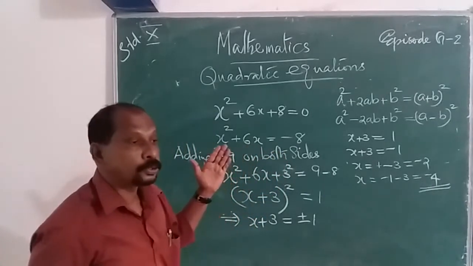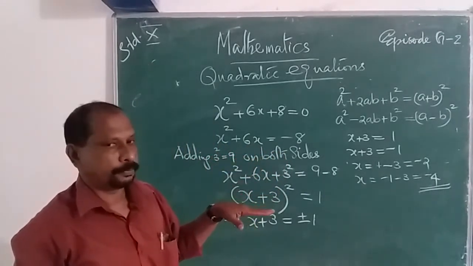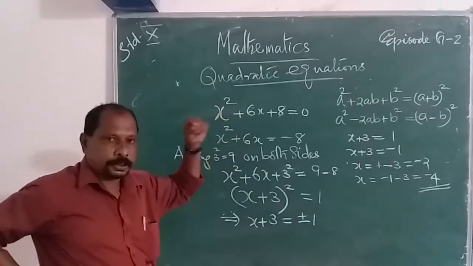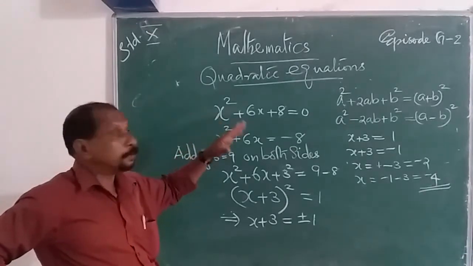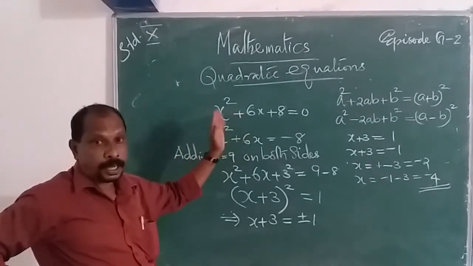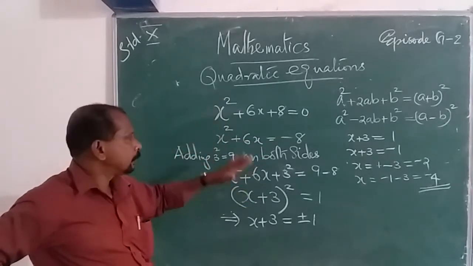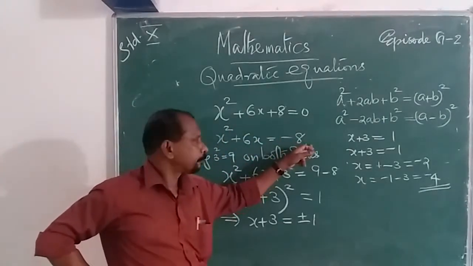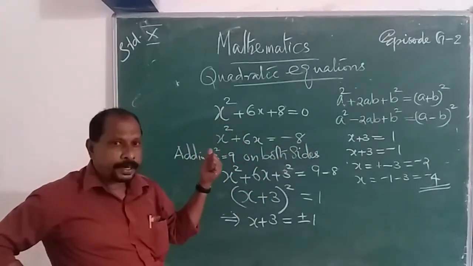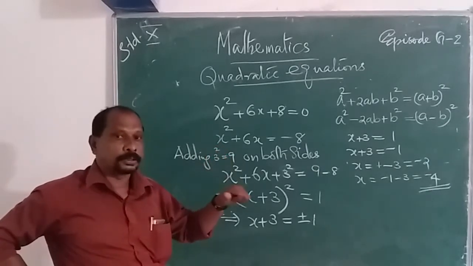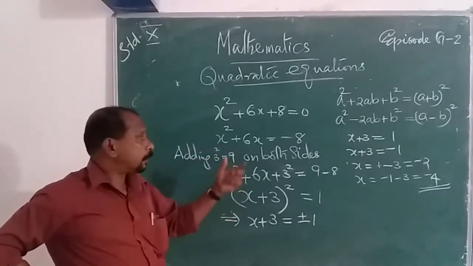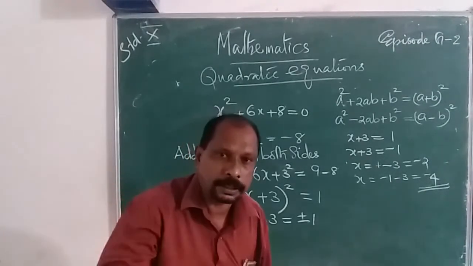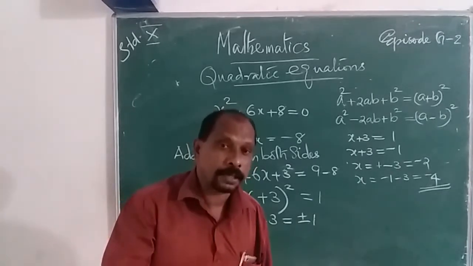The method by completing the square of that quadratic equation. Then repeating again, this is the quadratic equation. First of all, we shift the 8 to the right. Therefore, the next step is x square plus 6x is equal to minus 8. Then verify that the coefficient of x square is 1 or not. If it is 1, then take the coefficient of x, that is 6. Half of the coefficient of x is 3. Adding 3 square on both sides.